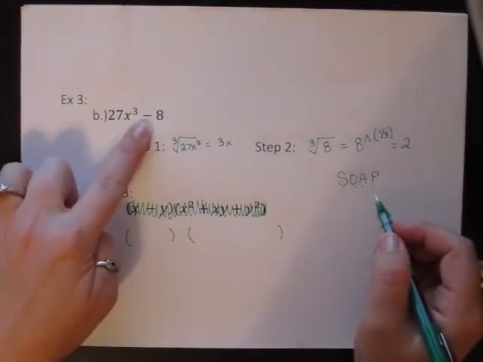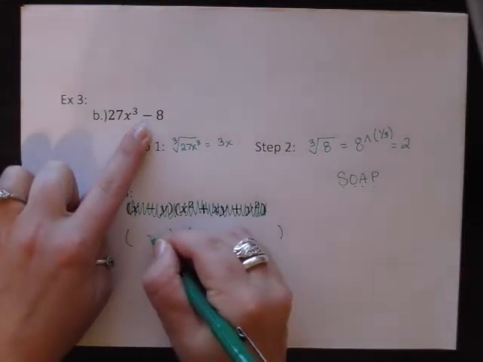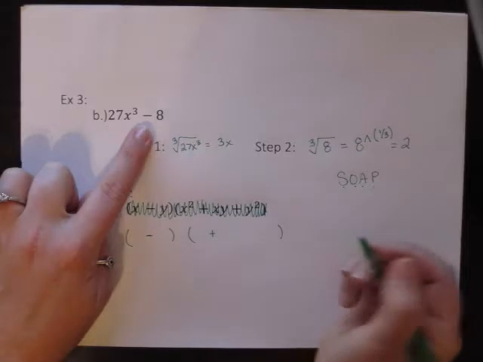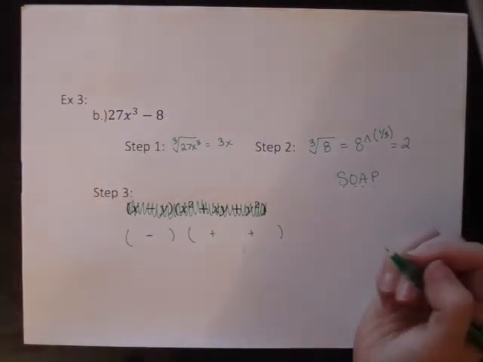So I look at my original sign, which is going to be minus. So I'm going to put minus within my binomial. Then I've got to do the opposite, so it's going to be positive. And then always positive is going to be always positive.